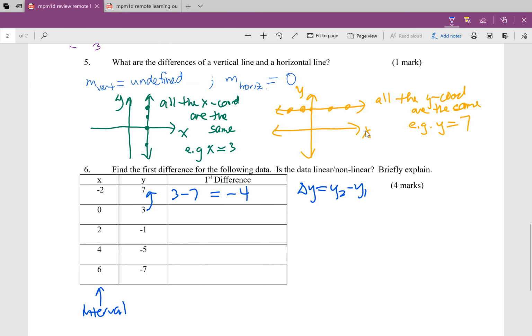Now, what's the next first difference? I think everyone agrees. We're going to take that negative 1 minus 3. And some of you are slowly seeing a pattern of the method of actually solving this. Notice, be careful here, negative 5 minus negative 1 is negative 4. But look at this answer, negative 7 minus negative 5, which is negative 2. So what can we deduce from this?